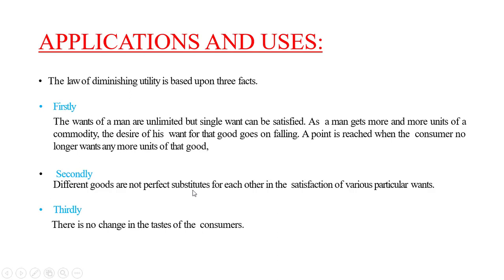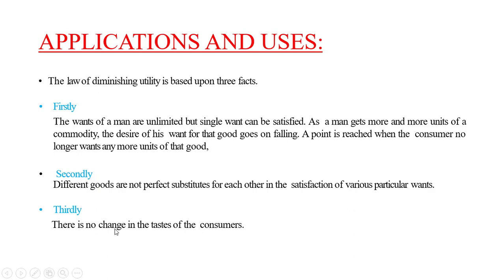That means if you are preferring tea, you will go only for drinking tea. You cannot substitute the goods for your satisfaction. If you like tea, that means you like tea and you want to drink tea only. You cannot just say, okay, if tea is not available, I'll go for coffee. It is not the case in the law of diminishing marginal utility, and this is the second application.